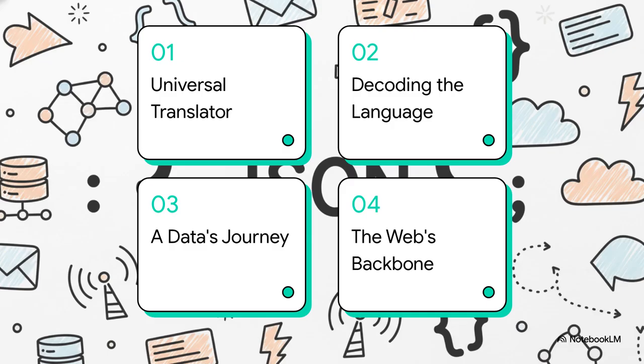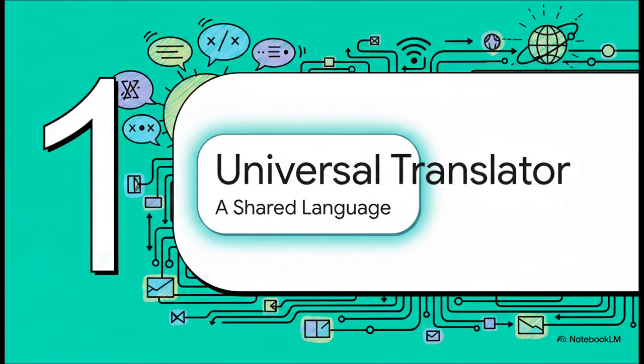All right, so here's our game plan for today. First, we're going to dig into why this universal translator is so crucial. Then, we'll crack open the code and see exactly what it's made of. After that, we'll follow a single piece of data on its journey across the web. And finally, we'll connect all the dots to see how this one simple language builds the entire digital world we use every single day. So what is this universal translator, this simple language that connects the whole internet?